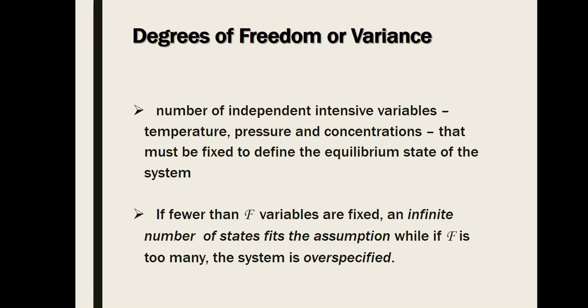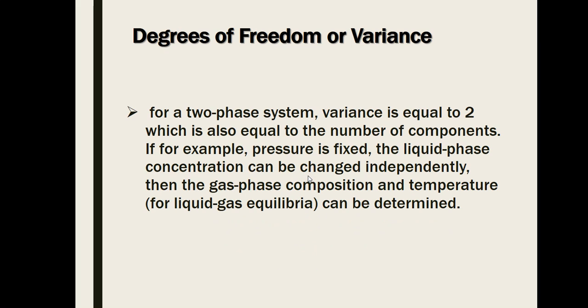If the variance variables are not fixed, an infinite number of states fits the assumption, while if F is too many, the system is said to be over-specified. For a two-phase system, variance is equal to 2, which is also equal to the number of components. If, for example, pressure is fixed, the liquid phase concentration can be changed independently. Then the gas phase composition and temperature, in the case of liquid-gas equilibria, can be determined.